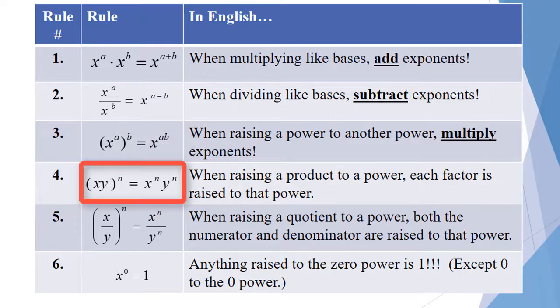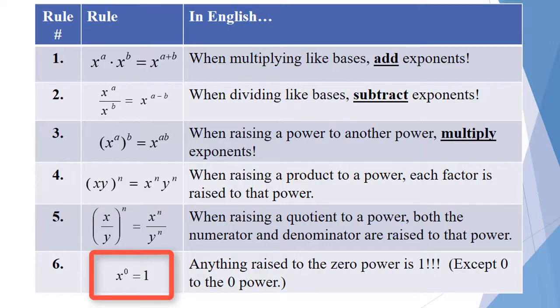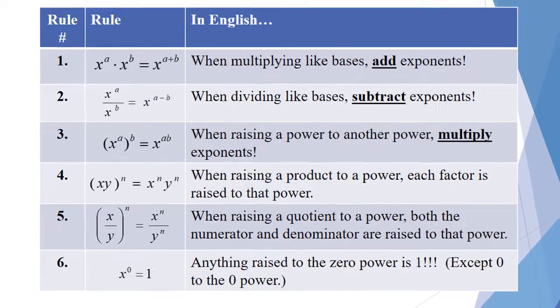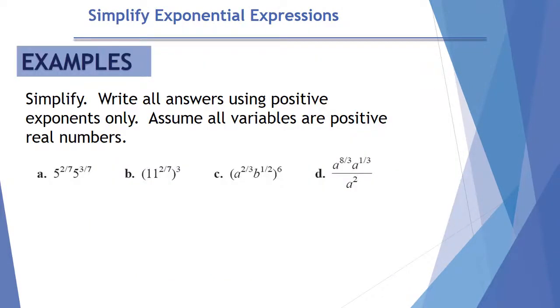When we raise a product of two numbers to a power, each factor gets raised to that power. When you have some fraction raised to a power, both the numerator and the denominator get raised to that power. And of course, anything to the 0th power is 1, as long as we're not talking about 0 to the 0th power. Now you might think, wait a minute, there were 7 properties, and you're right, but the negative exponent property we've already worked with in this lesson, so I haven't listed that here. So let's see why that's useful to review. Let's take a look and simplify each of these expressions.